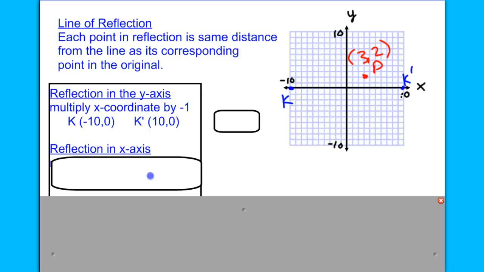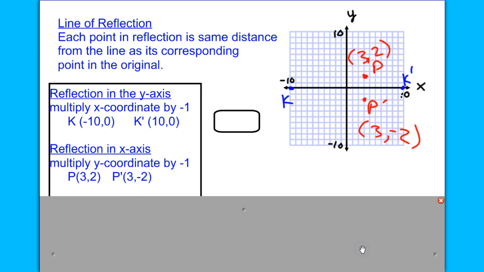Colin? It would go 3 and -2. Let's see, 1, 2, 3, and down. P prime. So which value did you change now? I changed the y. So to jump over the x-axis, we changed the y value by multiplying it by -1. 2 times -1 is -2. So when you want to reflect across the x-axis, take the opposite y.